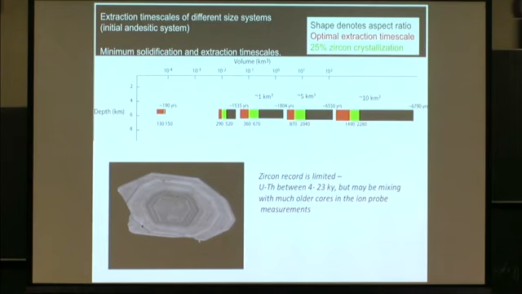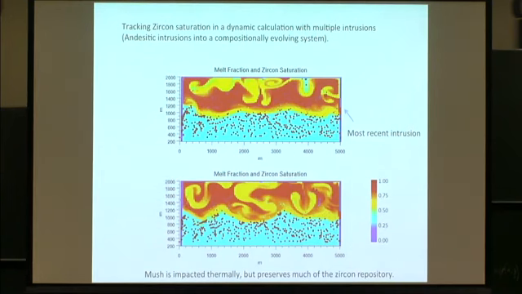Okay, so this is giving us a way to link these dynamic calculations with something we can actually measure in terms of timescales. You might question, well, if you have a much more complicated system than just a body of melt that's never being reintruded, because we know anytime you go out to a pluton, you see that there are mafic enclaves and things like this. So it's a very complicated open system process.